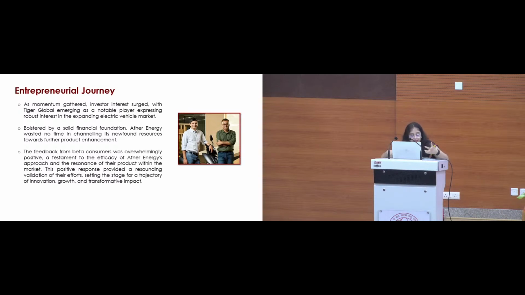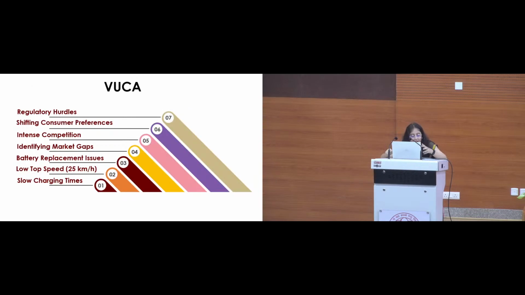And when they gathered more information, they got funding from Tiger Group as well. Now coming to the main crux of the paper, that is VUCA. The regulatory hurdles were one of the VUCA components, along with shifting consumer preferences and intense competition. They identified the market gap: the battery replacement issues, the low top speed, and the slow charging times. These were all the VUCA elements present in the entrepreneurial journey of Aether Energy.